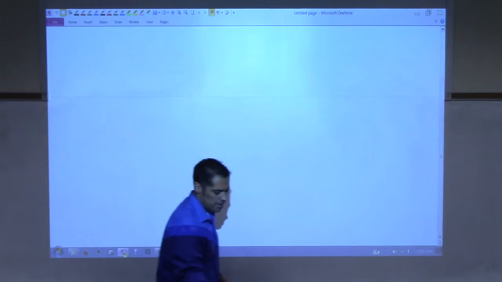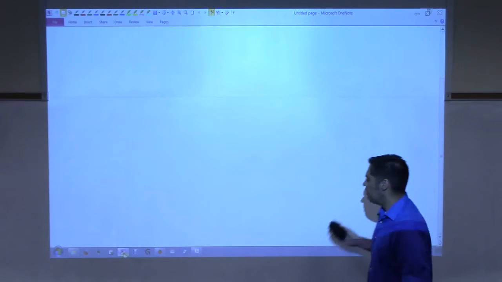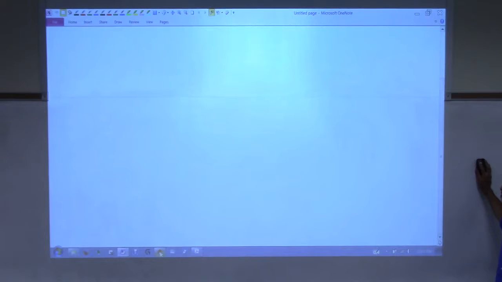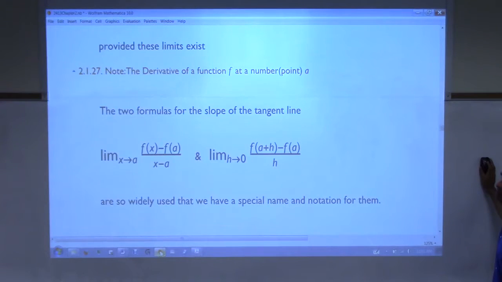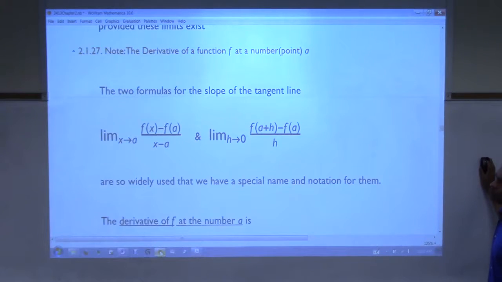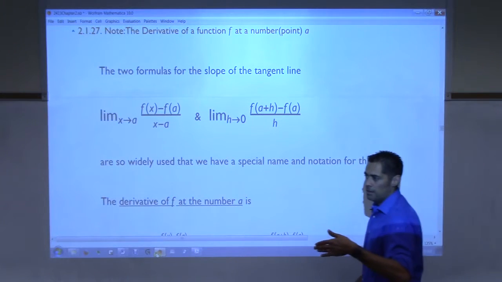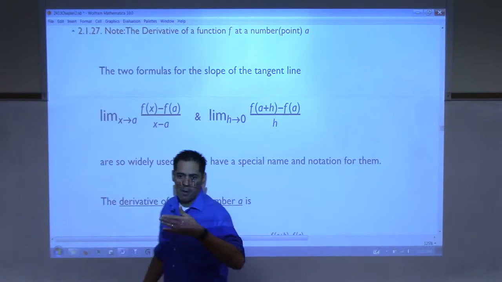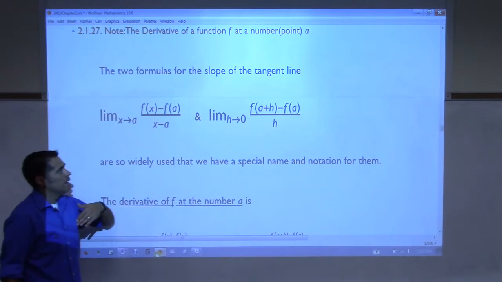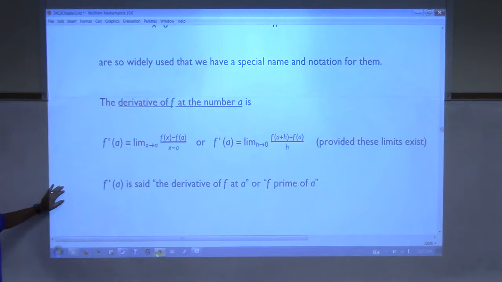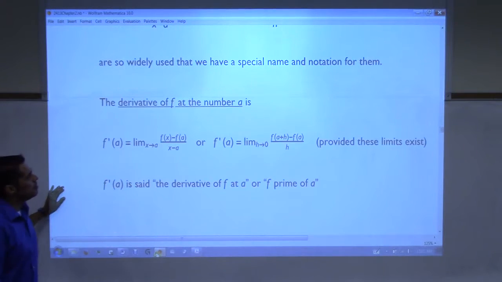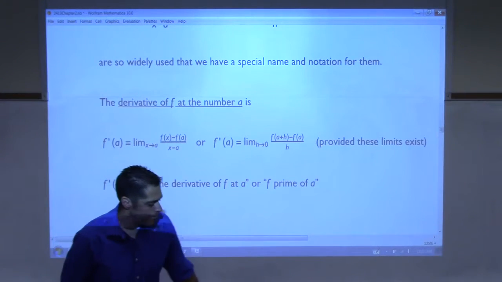Okay, so last class we did not quite finish the lecture notes, so that's where I'm going to start today. What we were doing last time is we were trying to find the slope of tangent lines, right? And from that we could come up with the equation of a tangent line. And because this is used so much, we have a special name for this, all right?